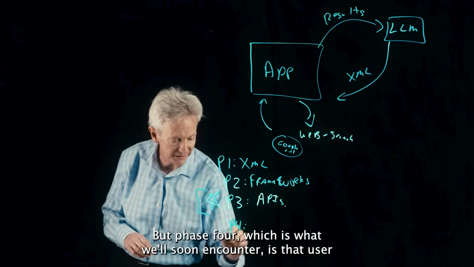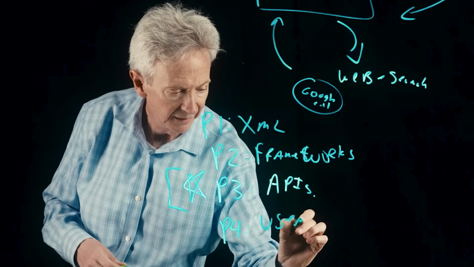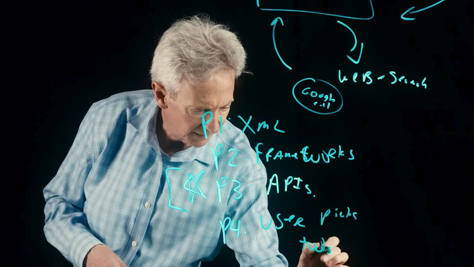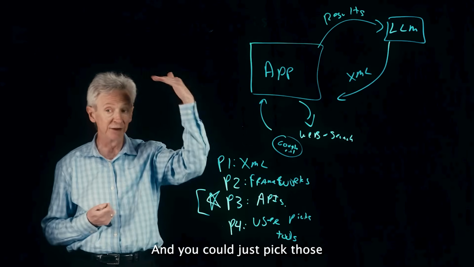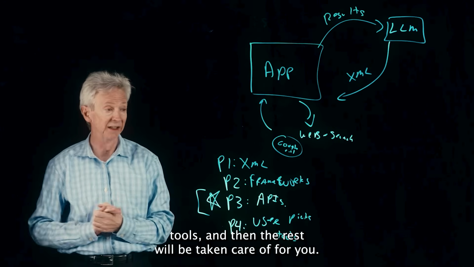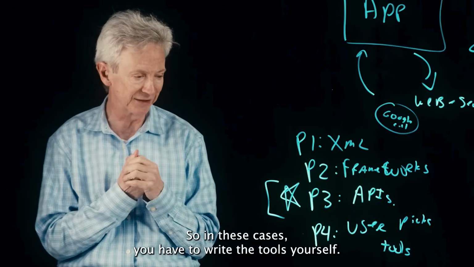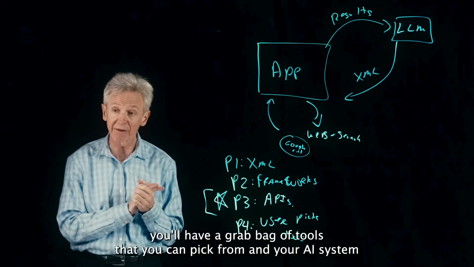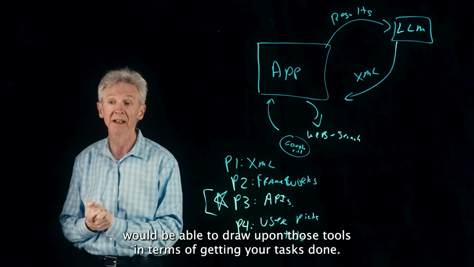But phase four, which is what we'll soon encounter, is that user picks tools. So as you use an AI system, it'll give you a list of tools, and you could just pick those tools, and then the rest will be taken care of for you. So in these cases, you have to write the tools yourself. In that last case, you'll have a grab bag of tools that you could pick from, and your AI system will be able to draw upon those tools in terms of getting your tasks done.